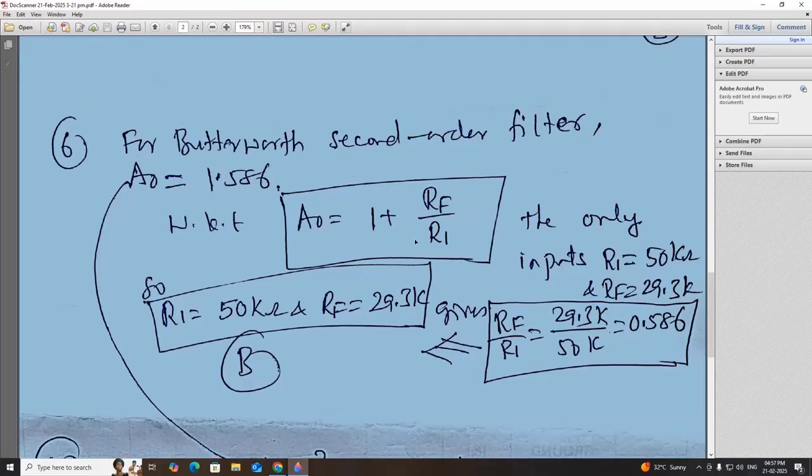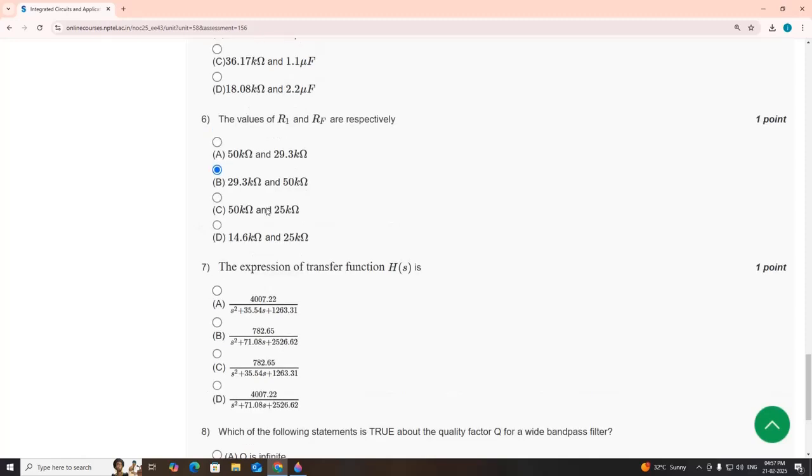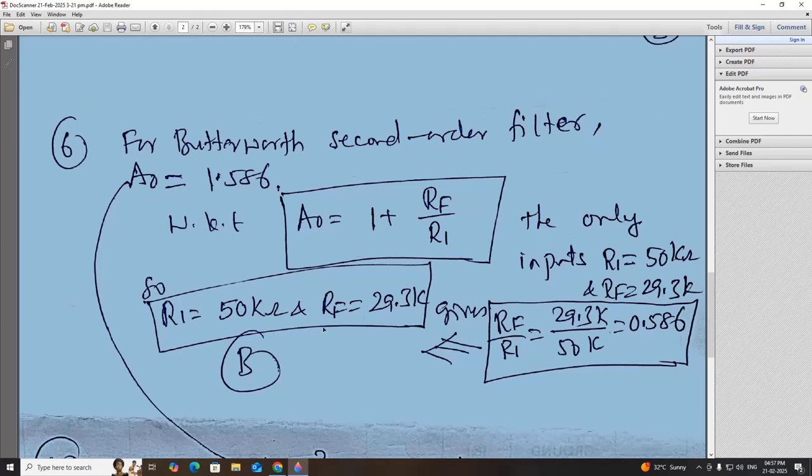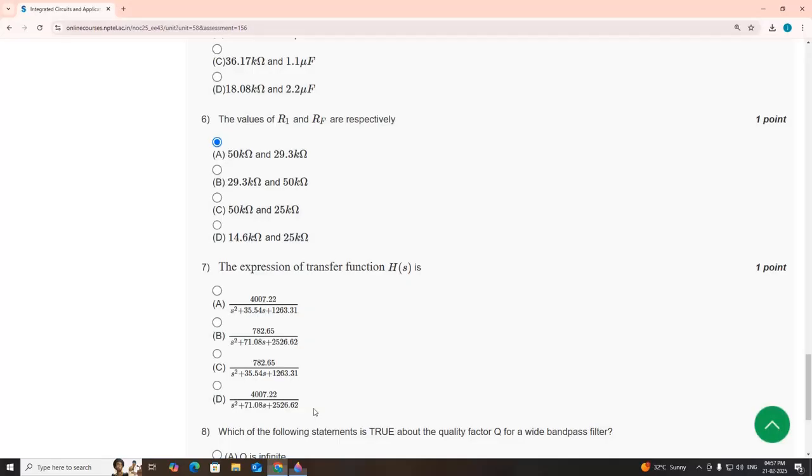So RF by R1, R1 is equal to 50, RF equal to 29.3. This is option A. Sixth is option A. I have mentioned it wrongly as B here. In the question, RF is given, so R1 should be 50. Option A.